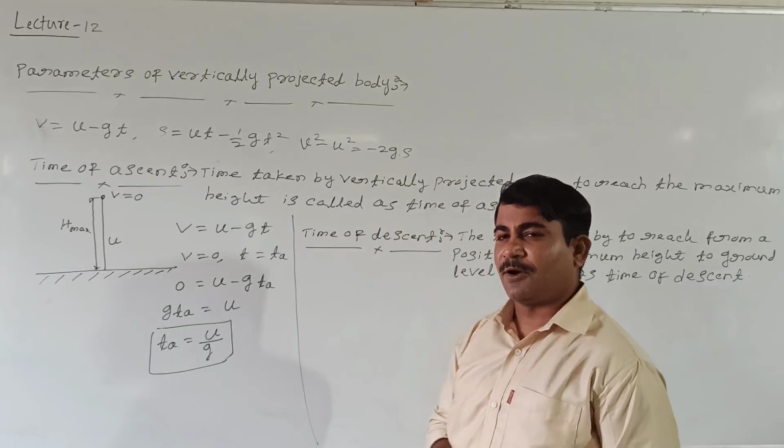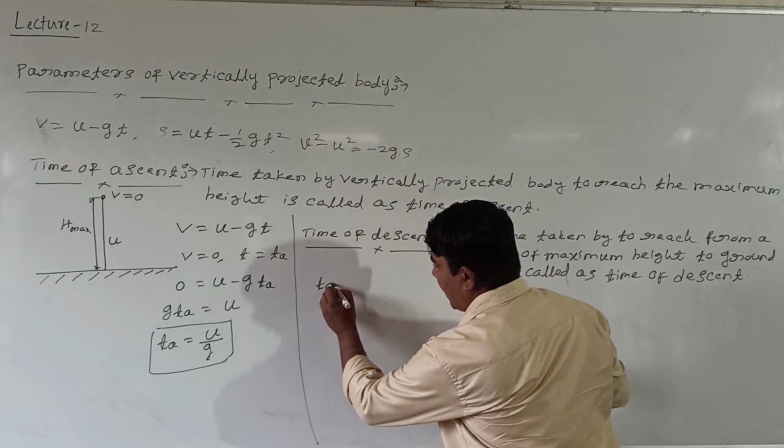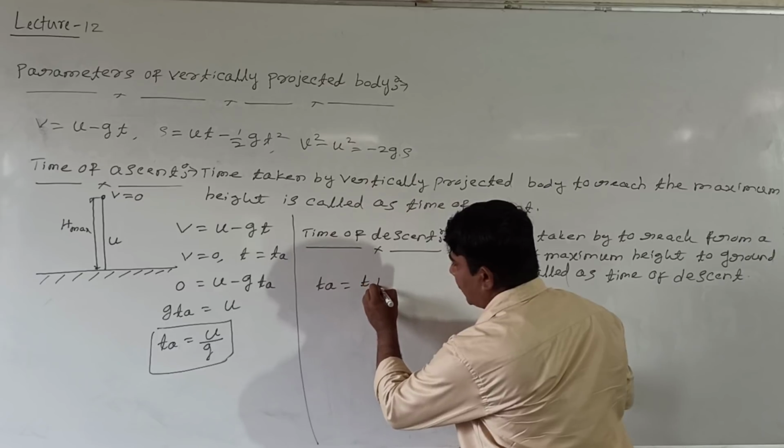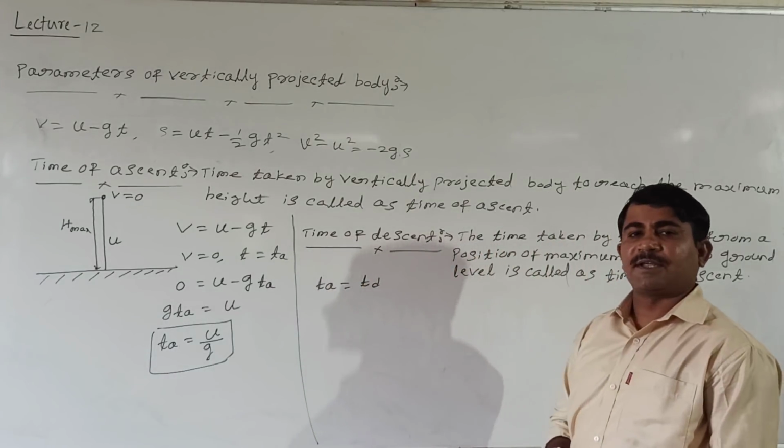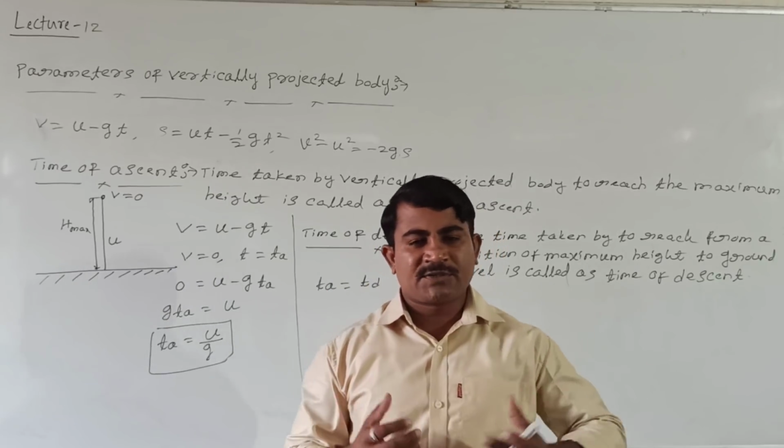Then directly, how much time is taken to reach the maximum height, the same amount of time is taken to reach the ground level. That is, time of ascent is equal to time of descent. You can check it very clearly.